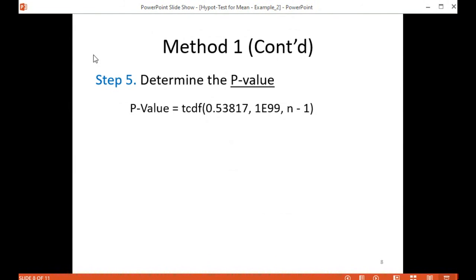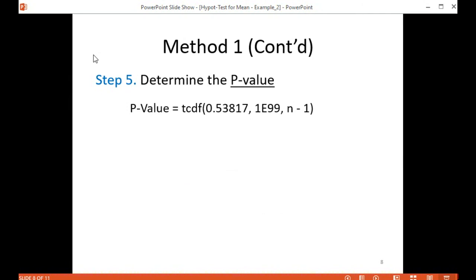So next we need to calculate the p-value. The p-value, and we're going to use a function called t-CDF. We're not going to use normal CDF because we're using the t tables. It's a t distribution because sigma is unknown. That's why we're going to use that one.